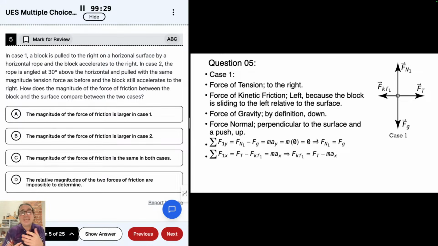We can sum the forces in the x direction. We get force of tension minus the force of kinetic friction in case 1 is equal to mass times the acceleration in the x direction. So force of kinetic friction in case 1 is equal to the force of tension minus mass times the acceleration in the x direction. Great. We know the acceleration in the x direction is greater than 0. Therefore, the force of kinetic friction in case 1 is less than the force of tension.